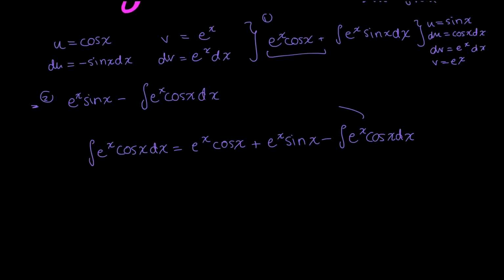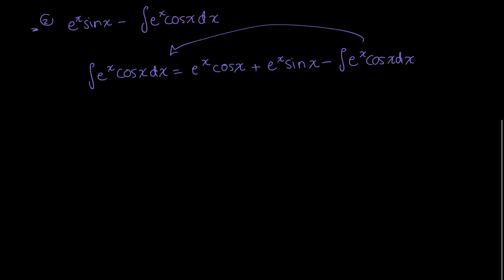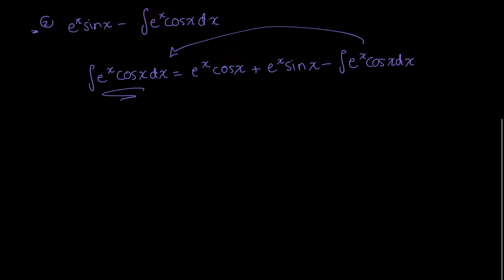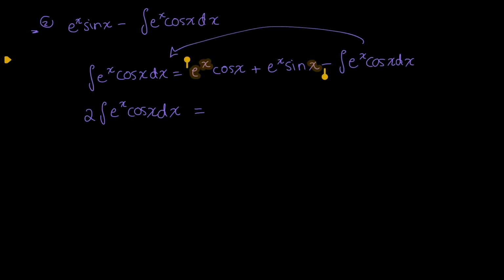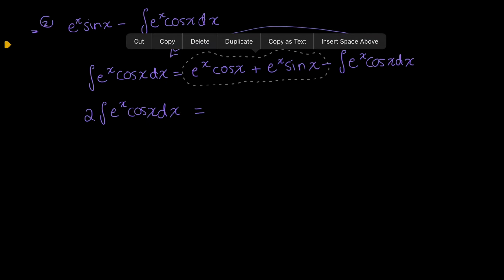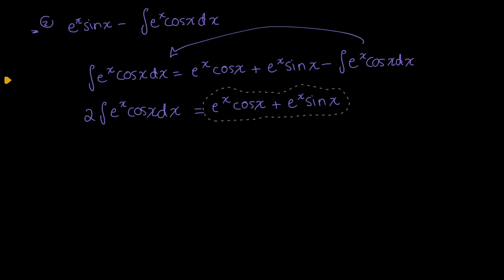So I'll take this integral to the other side so that it adds with this integral, so that I have two factors of the integral of e to the x cosine x dx, all equal to what's on the right hand side of the equation. I'm too lazy to rewrite all of that.